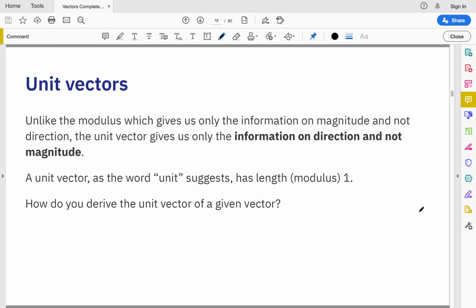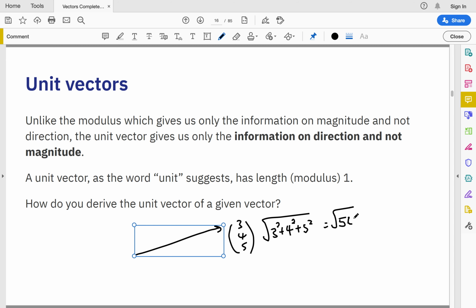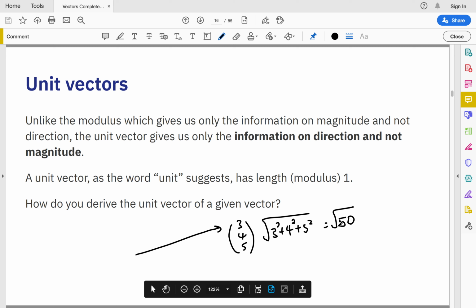Okay, moving on to unit vectors. Unit vectors are basically vectors that give us information on only direction and not magnitude, because all unit vectors have a length or magnitude of 1. So say we have a vector 3, 4, and 5. The magnitude of this vector is square root of 3 squared plus 4 squared plus 5 squared, equals 50. And we realize that this magnitude here is not quite 1. So it's a lot bigger than 1.